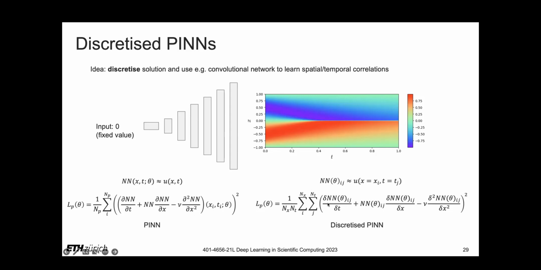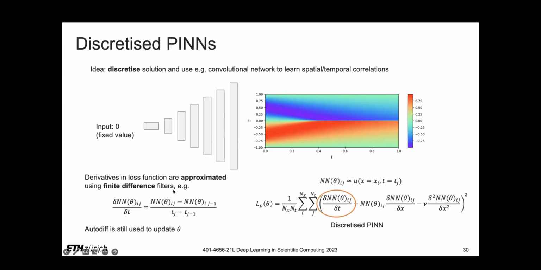Okay, but the key question here is, how do we actually evaluate these derivatives, like dn by dt? t is no longer an input of the network, so we can't use auto differentiation to get a derivative of the output with respect to its inputs, because it's just not an input of the network. t instead is this axis of the output array, because it's a discretized solution. So to evaluate these derivatives, we're now going to use finite differences instead of autograd with respect to the inputs of the network. It's very simple.